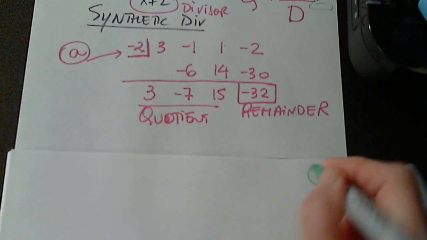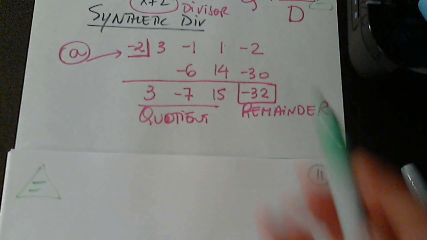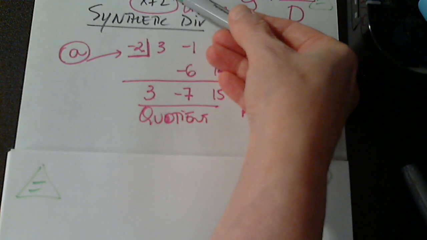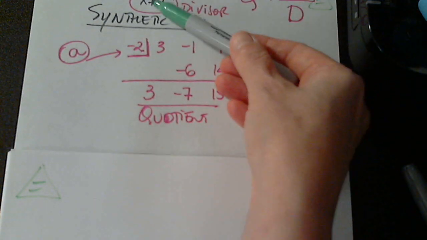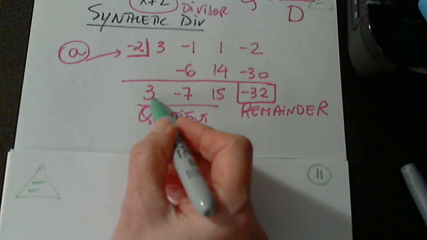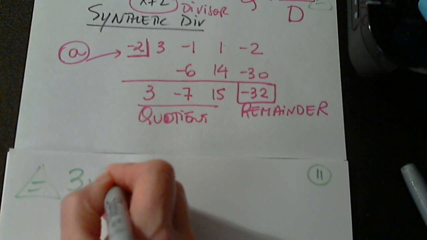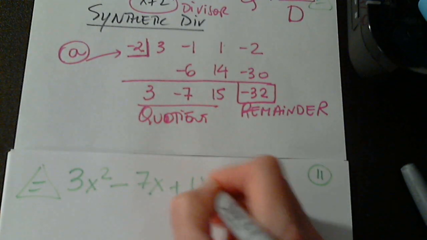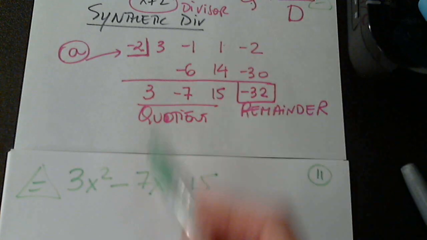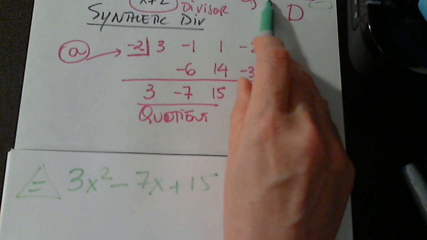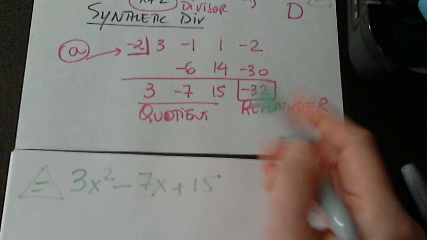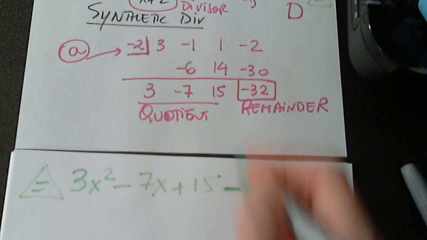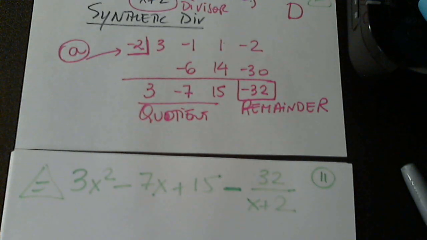Quotient. How do I know? Well, I divided degree 3 by degree 1. So this must correspond to x squared. Minus, this must correspond to x. And this must be the free term. So I copy the quotient. Now I have to write plus the remainder. But since the remainder is negative, I'm going to write negative 32 over the divisor, x plus 2.